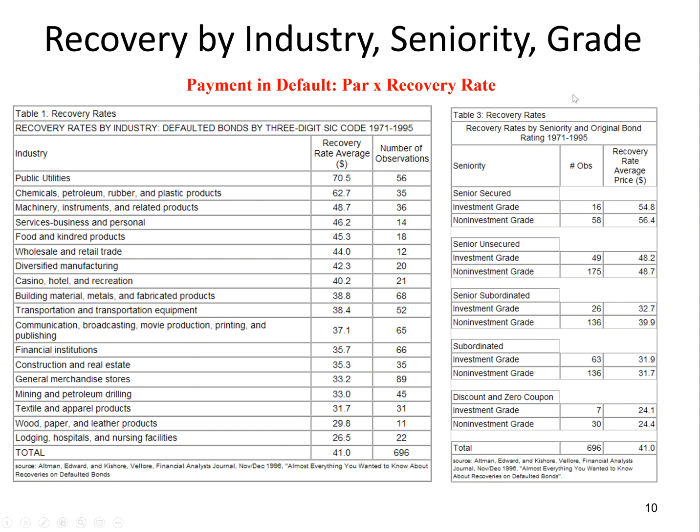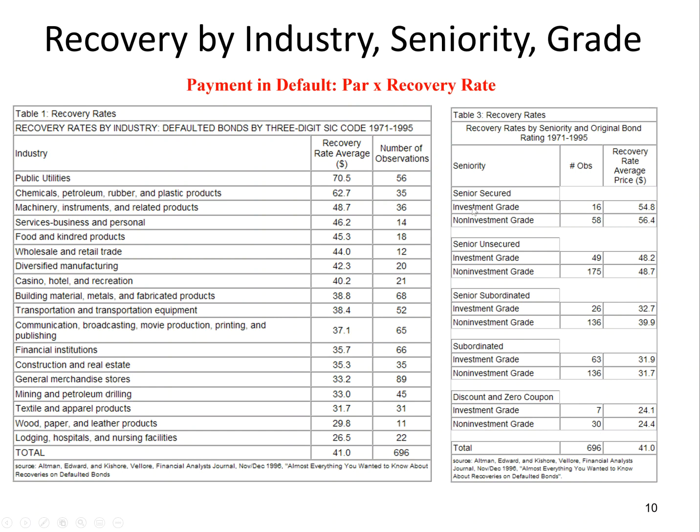And here's another interesting table. It's looking at recovery rates by seniority and grade. What this shows is that bonds with different seniority recover different amounts. Senior secured bonds on average recover 55% or 56% of their principal in default, and that depends on whether it's an investment grade bond or a non-investment grade bond, in other words, a junk bond. You can see senior unsecured about 48%, senior subordinated mid-30s, subordinated bonds have recoveries of about 32%, and discount and zero coupon bonds have recoveries of about 24%.